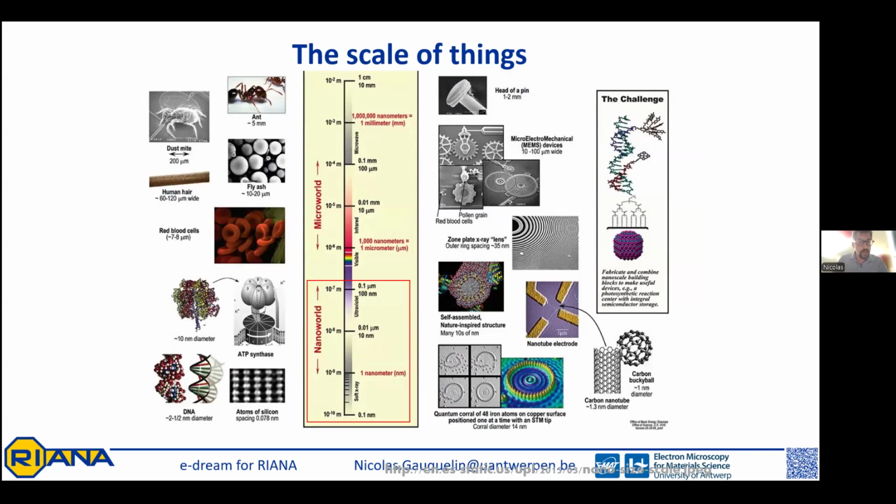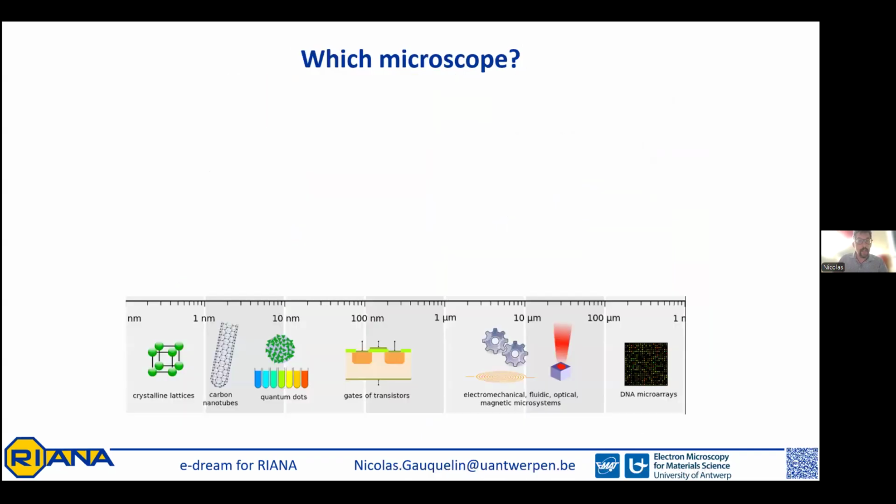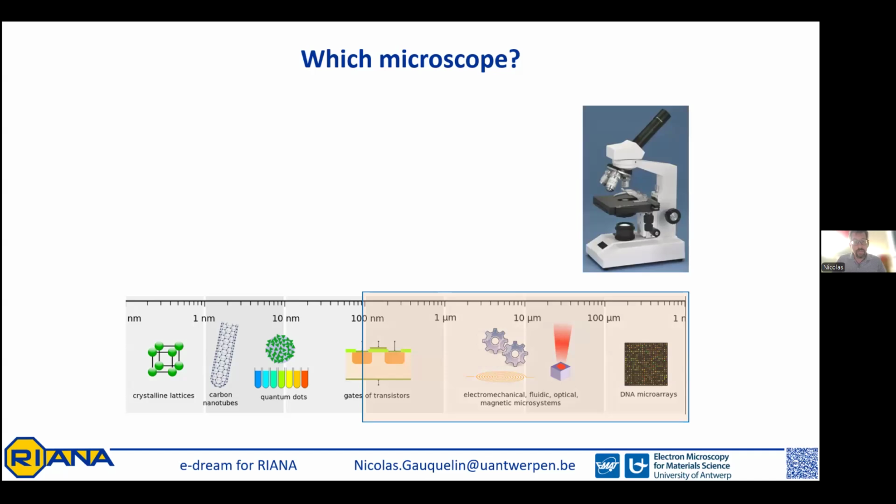Here in the micron region, for red blood cells or tracks on a DVD, you're in the micro world. Then when we go into electron microscopy, we go into the nano world, where we go down to the atomic level. So which microscope can you use to look at those different scales? Well, first of all, you can go down with an optical microscope, because the wavelength of the light is sufficient to see features down to 400 to 600 nanometers, so in that range.